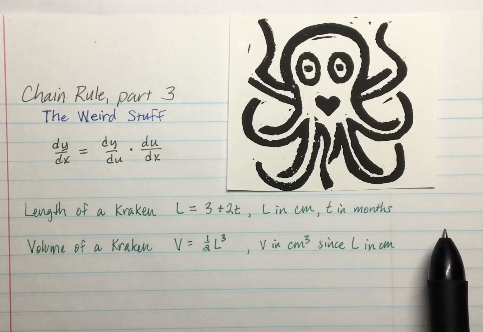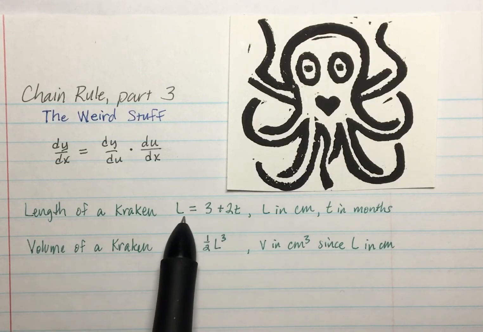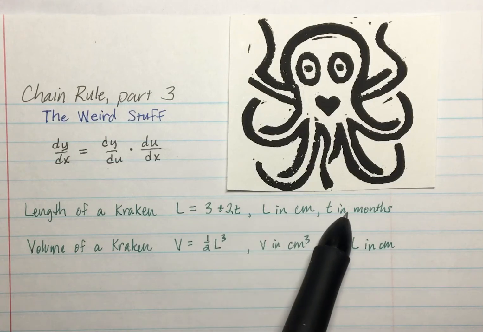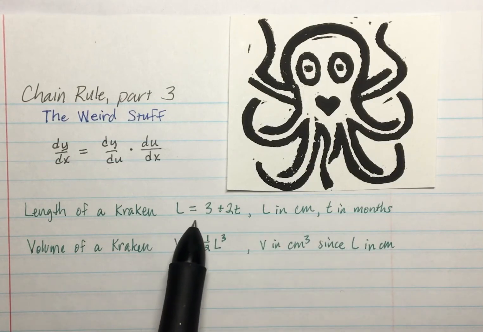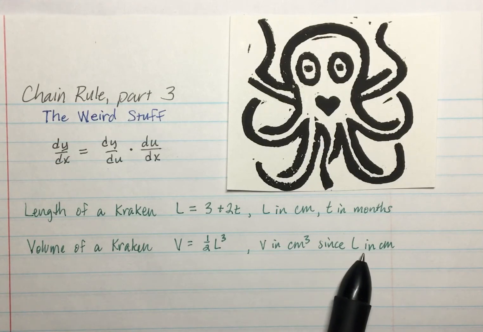Kraken? Whatever. So let's say that the length is just a linear function. It's 3 plus 2t, where the length is in centimeters and time is in months. So a newborn would be 3 centimeters long. Are they born or do they hatch? I don't even know. Okay, and let's just say that the volume is half of the length cubed. So the volume would be in cubic centimeters since L was in centimeters. And yeah, I've just totally made this stuff up.